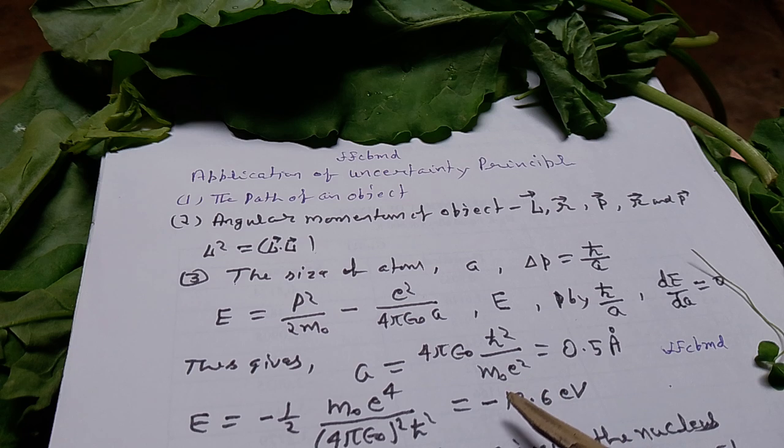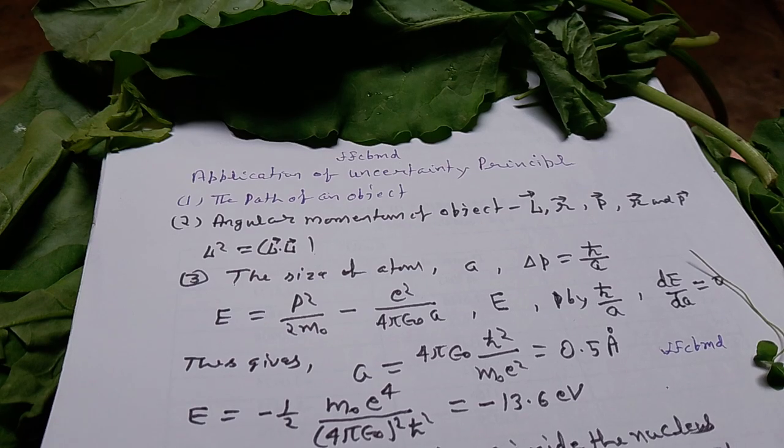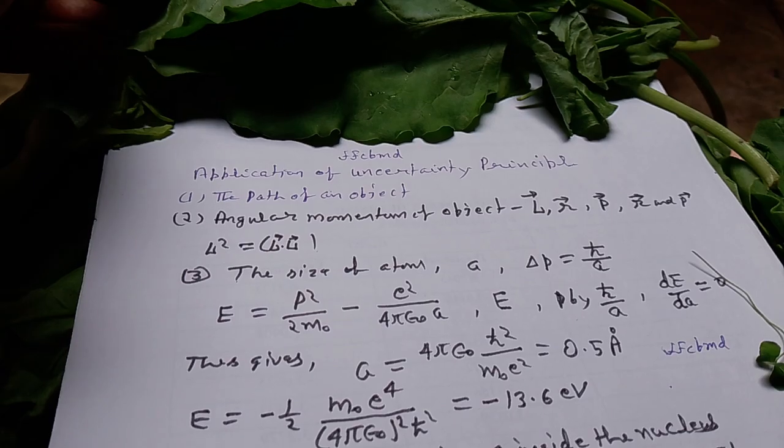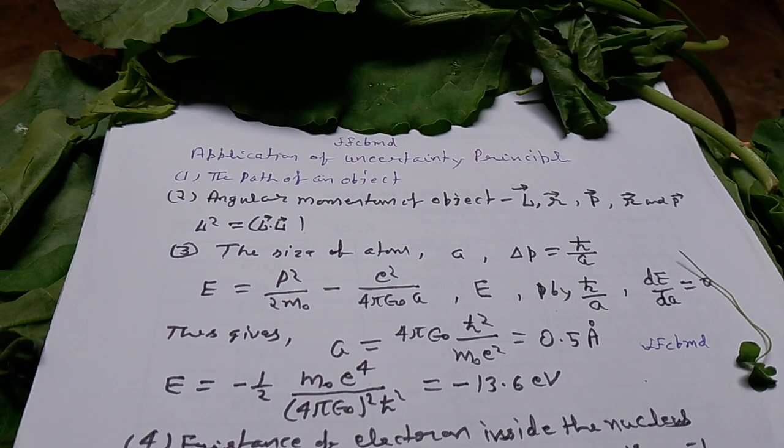And the corresponding value of energy E comes out to be minus 1 by 2 m naught e to the power 4 divided by 4 in bracket 4 pi epsilon naught to the power 2 h cut square, equals minus 13.6 electron volt. The negative sign of the energy shows that the electron is bound to the proton. So we will note that these values are in good agreement with the experimental data.